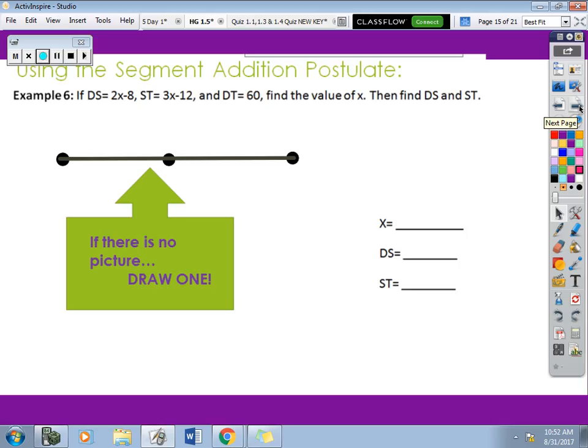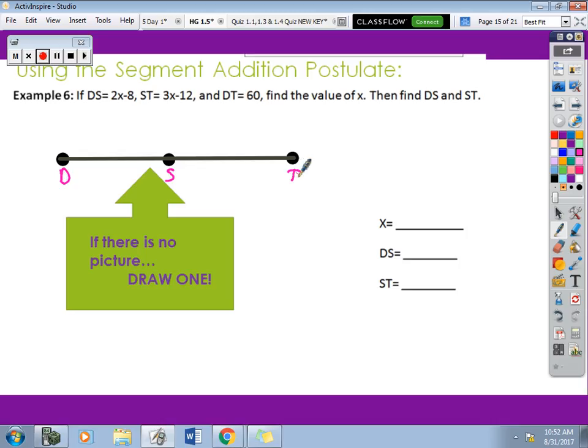It doesn't matter where you put it, because they didn't tell me it's a midpoint. They're just letting me know it's not a midpoint. So if there's no picture, you must draw one. Now you have to also interpret what's what. So it says DS, ST, and DT. So that's telling me that S must be in between D and T.